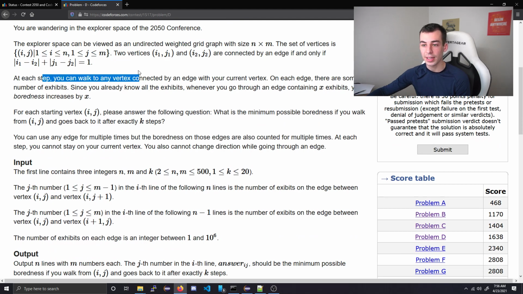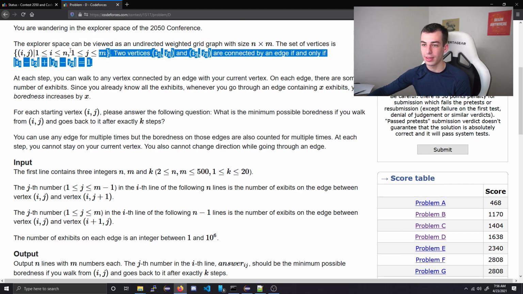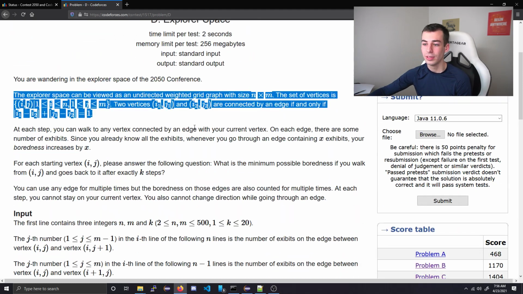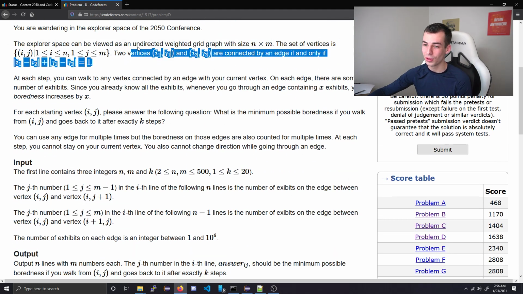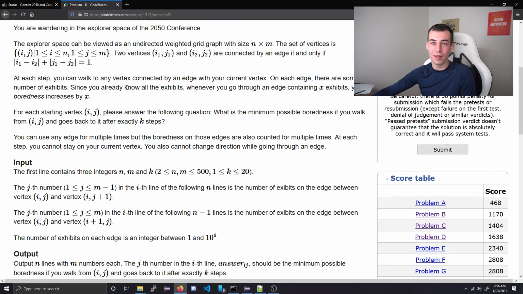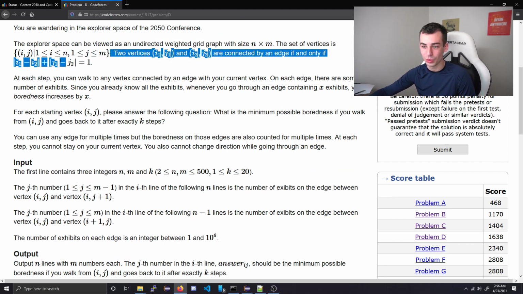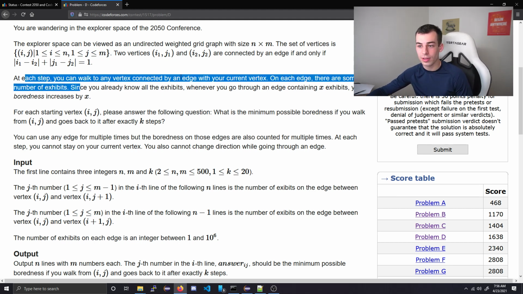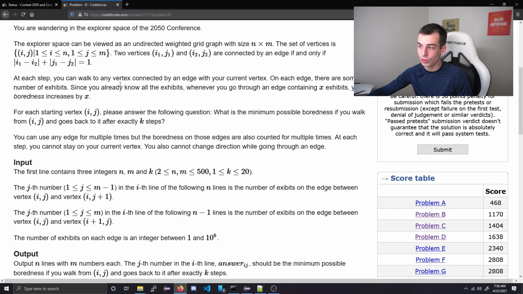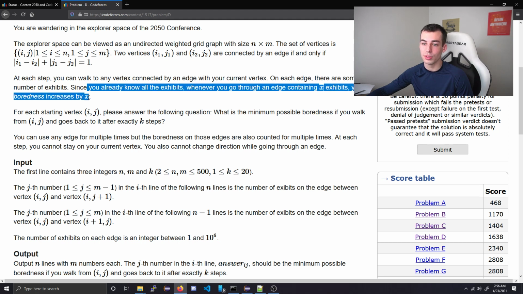Okay. At each step, this is also very mathy. If I hadn't been doing this for a while, this would be very difficult to read. So I don't know that I like this wording on behalf of the people who don't know what all of this stuff means. Anyway, at each step, you can walk to any vertex connected by an edge to your current vertex. On each edge, there's some number of exhibits. Since you already know all the exhibits, whenever you go through an edge containing x exhibits, your boredness increases by x.